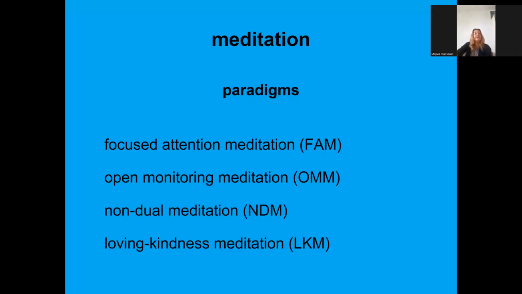So, now let's look at the neurophysiology of meditation. Meditation neural correlates vary with level of expertise, length, and nature of practice. Nowadays, the most researched types of meditation include focused attention meditation, open monitoring meditation, non-dual meditation, and loving kindness meditation. Usually, focused attention meditation is the starting point for any novice meditator.